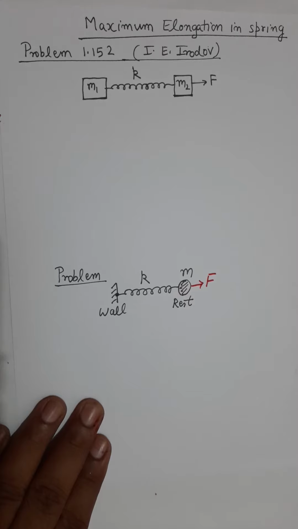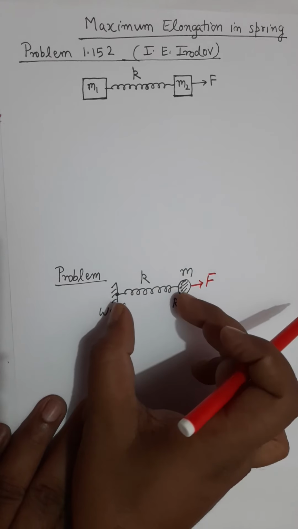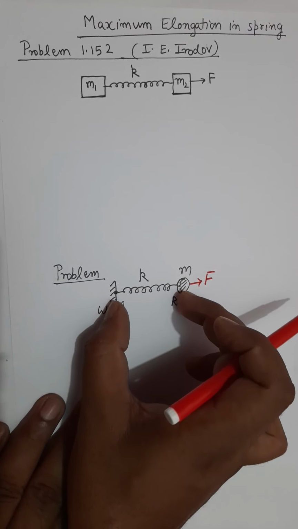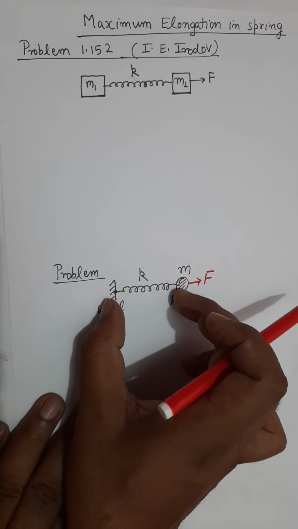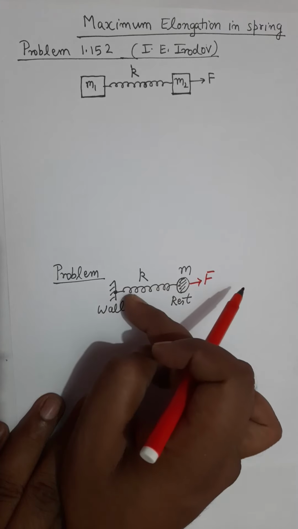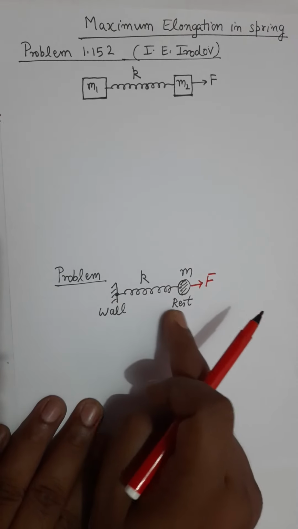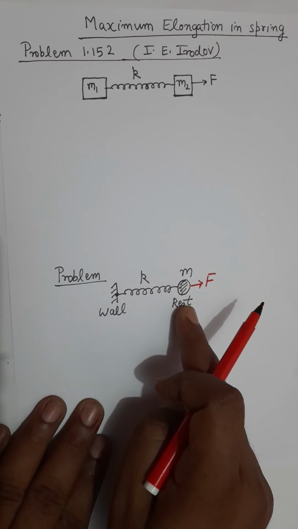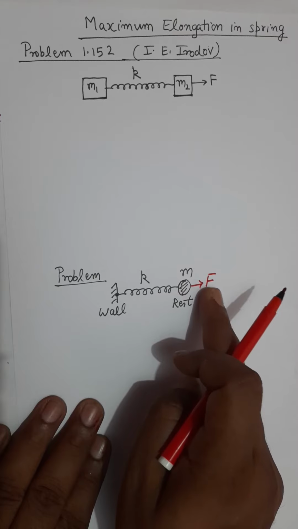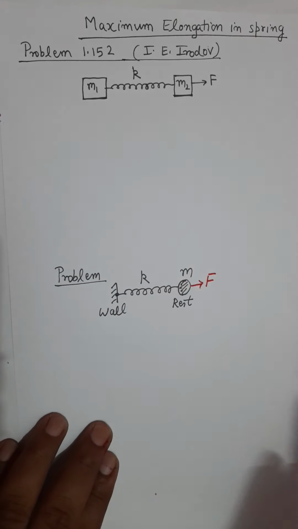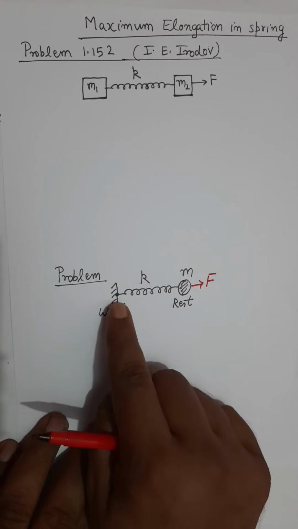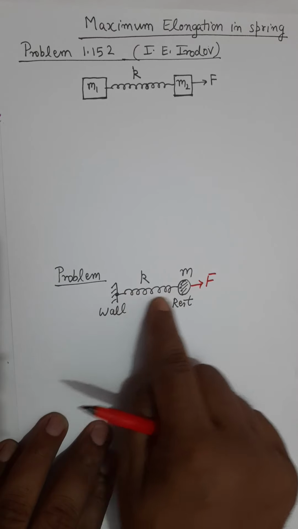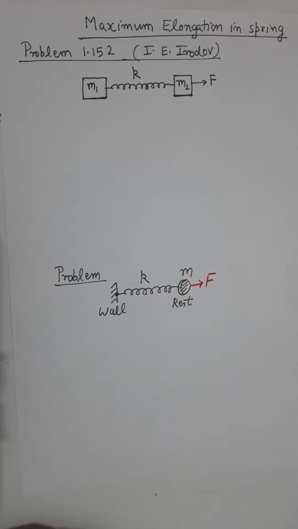We apply a force on this mass. At this time the spring is relaxed. It has no deformation. It is in its natural length. Mass m is at rest, spring is relaxed, the system is on a frictionless surface, and now you are applying a constant force capital F. We want to know the maximum elongation in this spring. That is our target.